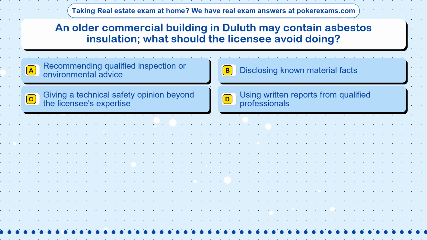Question 87. An older commercial building in Duluth may contain asbestos insulation. What should the licensee avoid doing? Option A. Recommending qualified inspection or environmental advice. Option B. Disclosing known material facts. Option C. Giving a technical safety opinion beyond the licensee's expertise. Option D. Using written reports from qualified professionals.